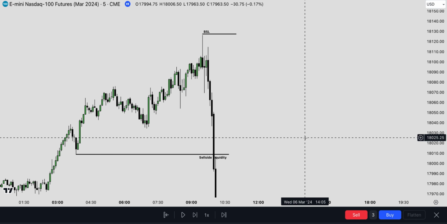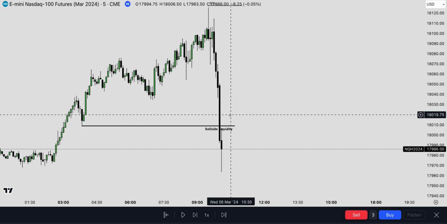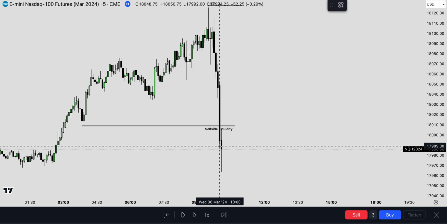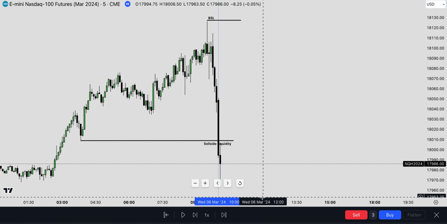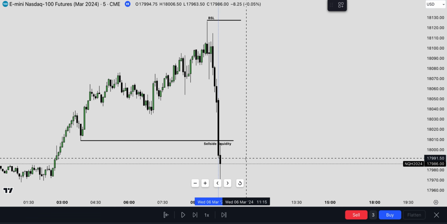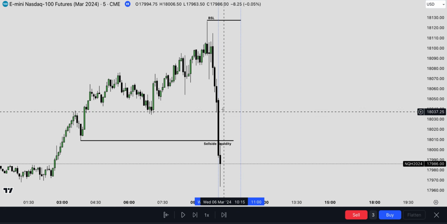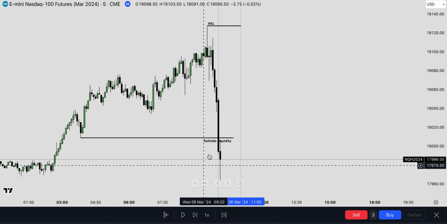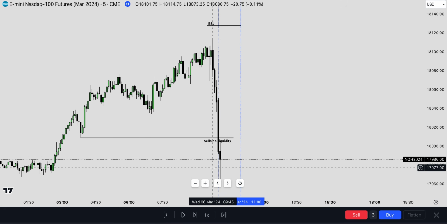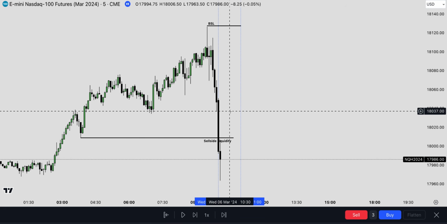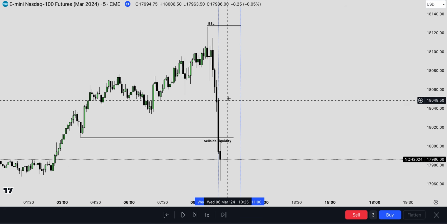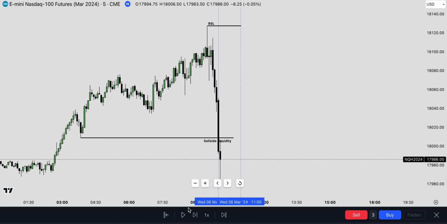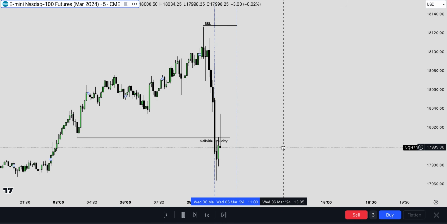Okay, so price has gone and swept sell side liquidity. Now we want to mark out our macro times. So the macro times for this session are from 10 a.m. to 11 a.m. and you don't want to take any trades before this time. Okay, so as you can see, price is within the time. Now we want to anticipate a bullish displacement towards the upside, and then we can enter the fair value gap and target the highs. So let's see how this plays out.